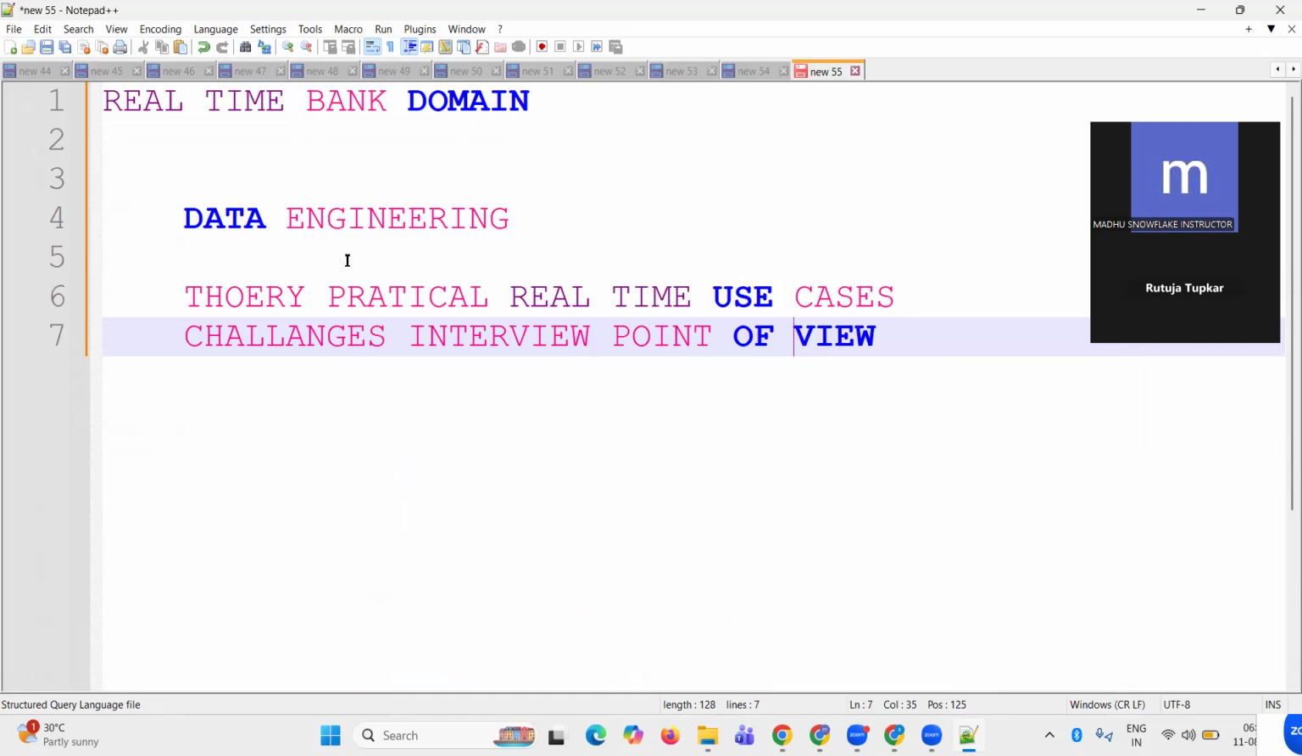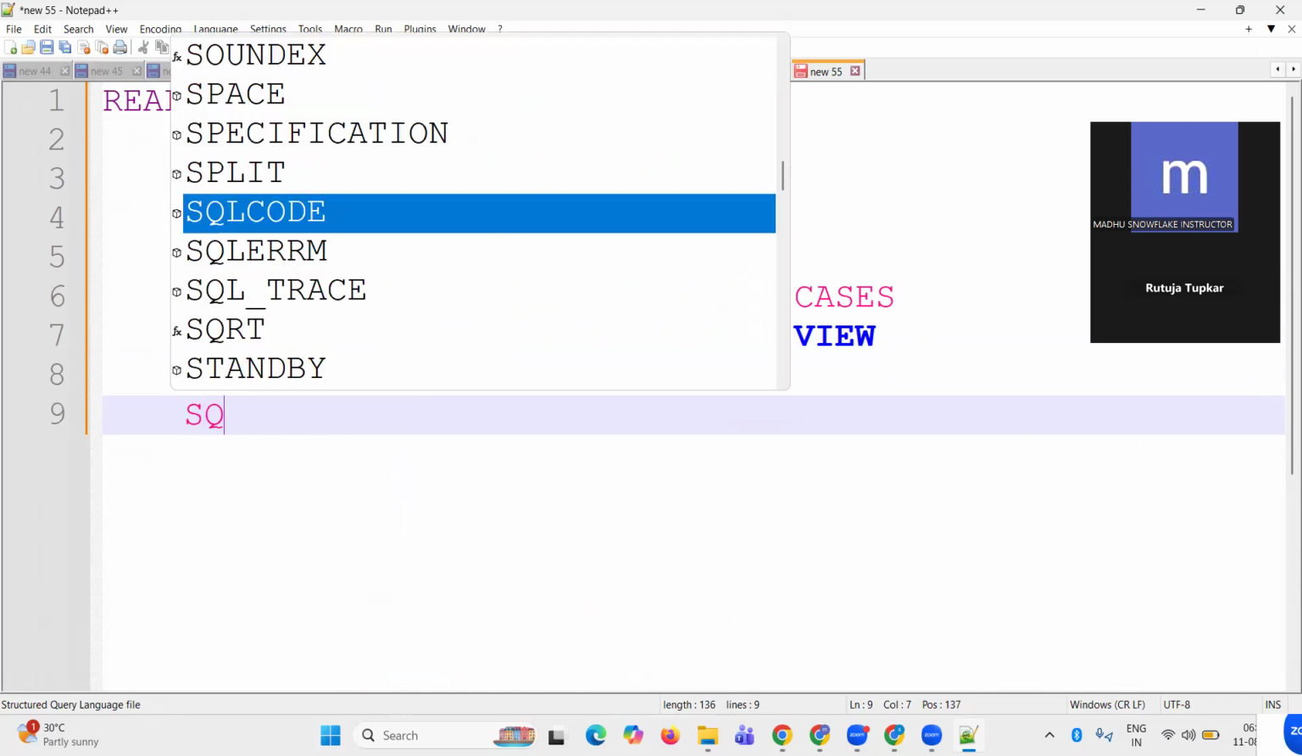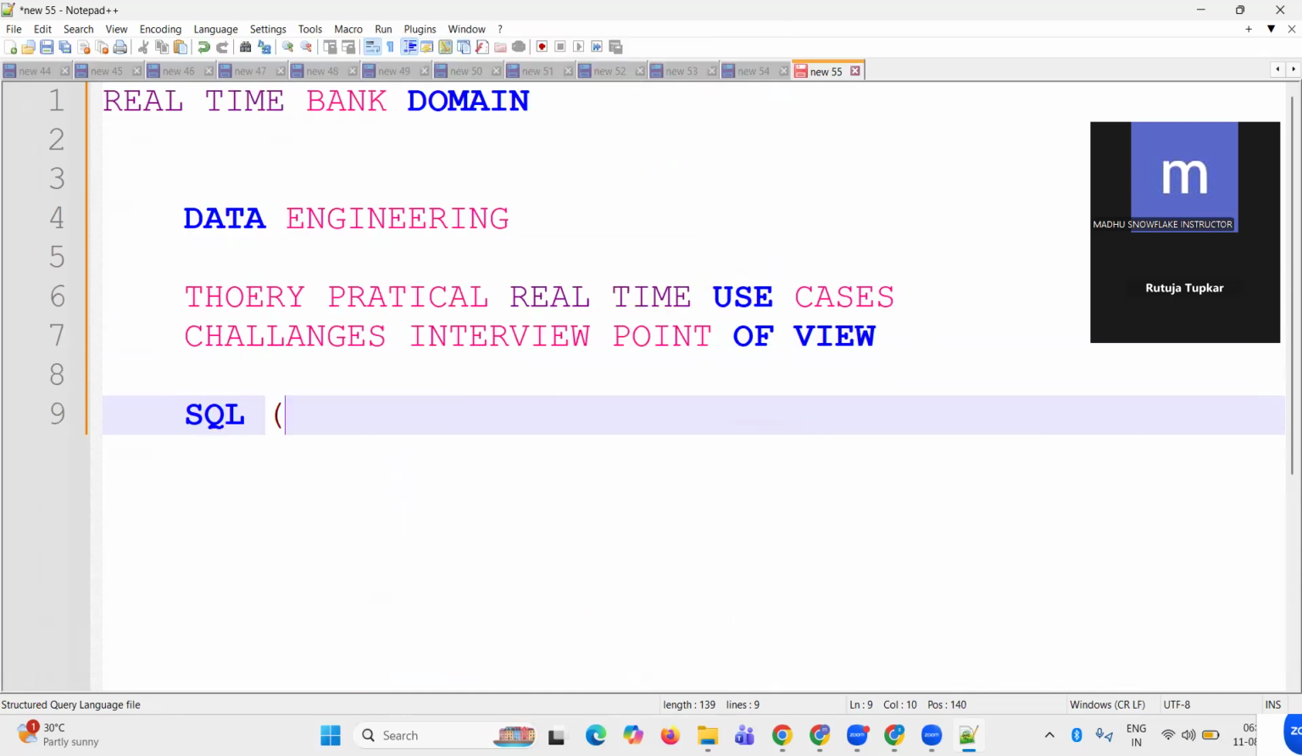First we need to know about SQL, so here we can call it SnowSQL. SnowSQL, then Snowflake, then AWS S3, and DBT. So these are covered, and this fee is like 25K.